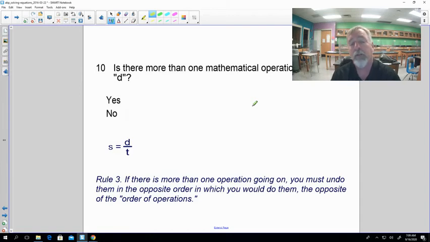And finally, is there more than one mathematical operation acting on d? Here we go. There's only one, right? We just have the d and the t. Again, this is looking at rule 3. If there's more than one operation, we've got to undo them in the opposite order. We won't get to that until next week.